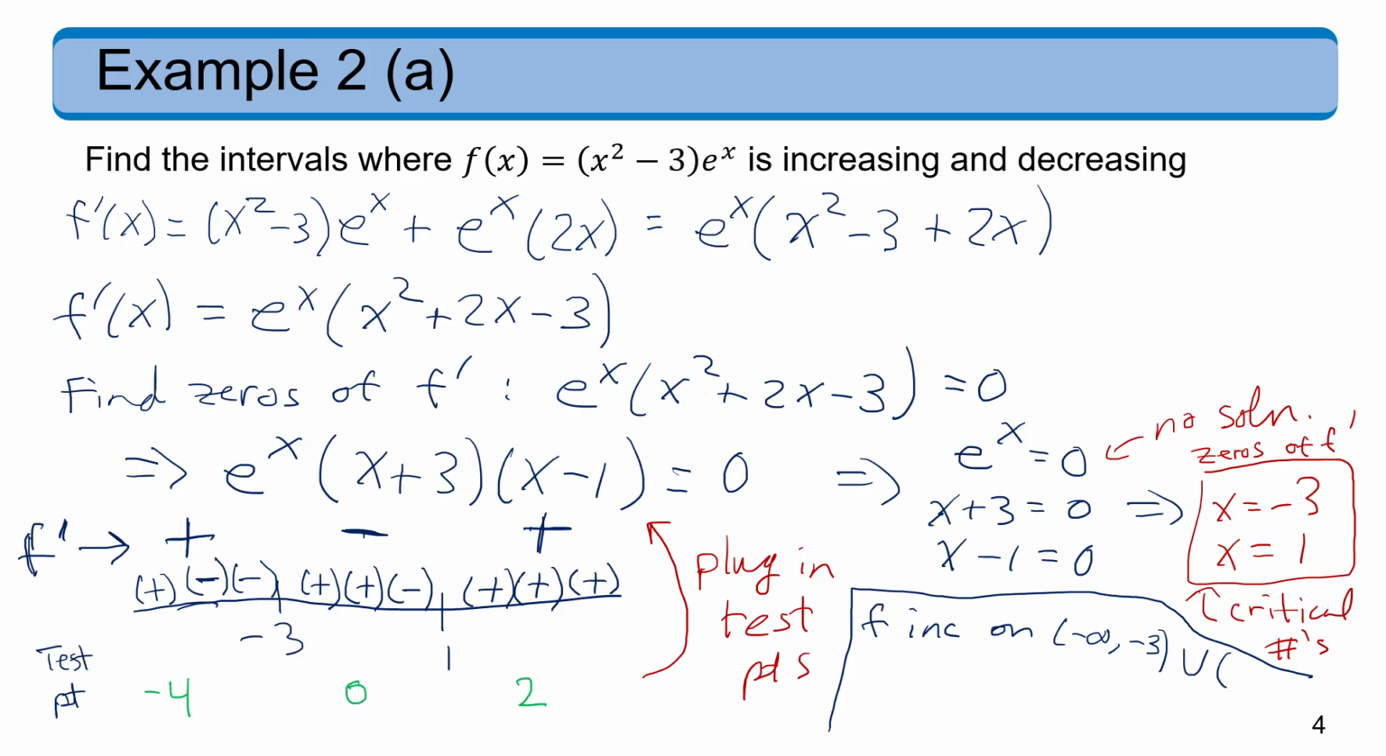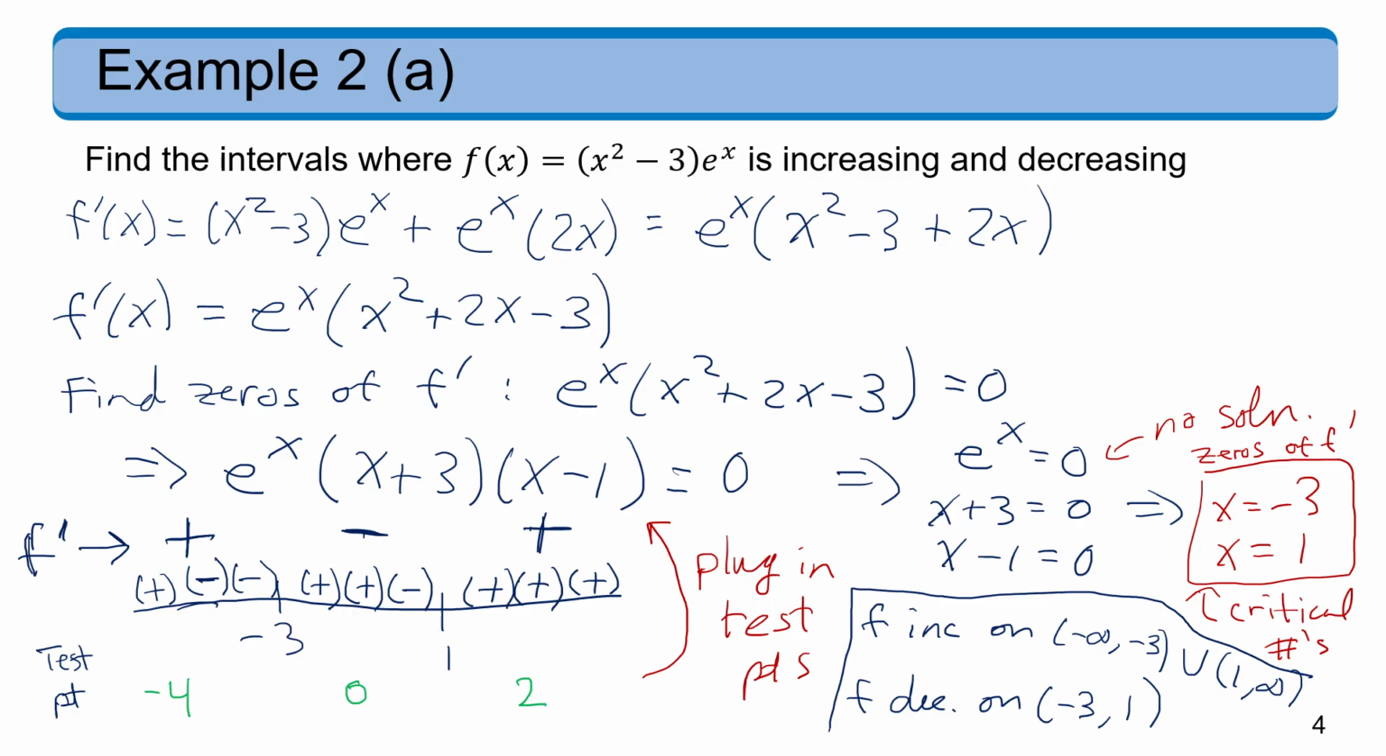So I'm listing those two intervals in interval notation. And then we can say f is decreasing on any interval where f prime is negative, which would be this middle interval. So that is the interval from -3 to 1. So that's the basic method for how we determine where a function is increasing and decreasing using calculus. The first derivative gives us this information.